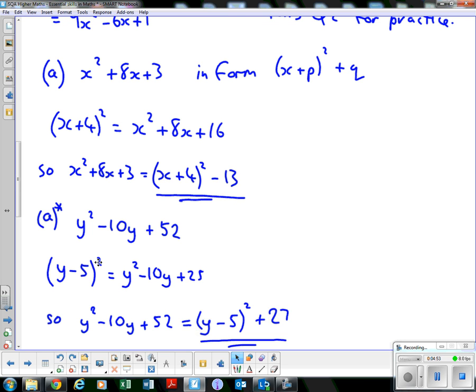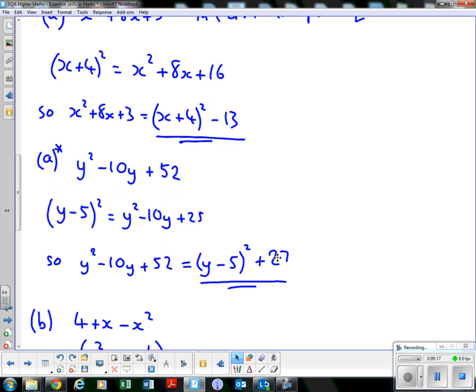So the bracket squared on its own is y squared minus 10y plus 25. But I'm rewriting y squared minus 10y plus 52. So I'm 27 short, so I need to add on 27 to this to get the terms that are given in the question. So again, taking that, I want what's above it, I need to add on 27.